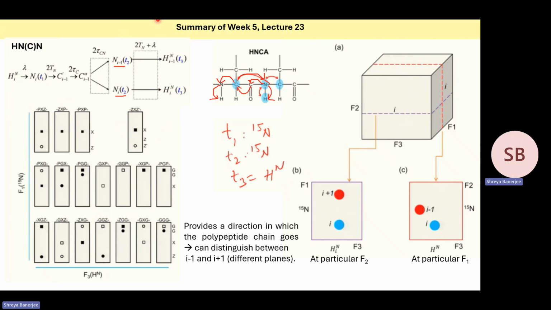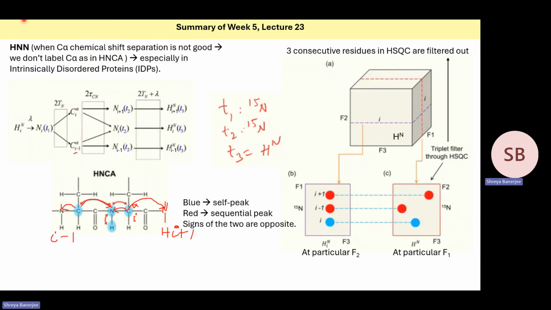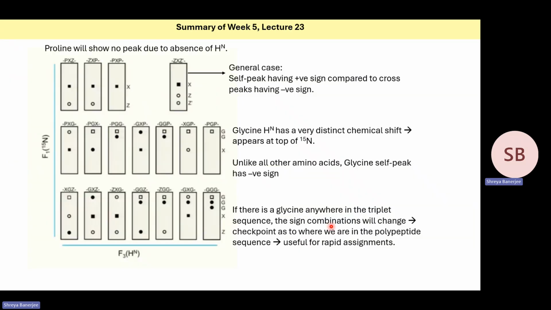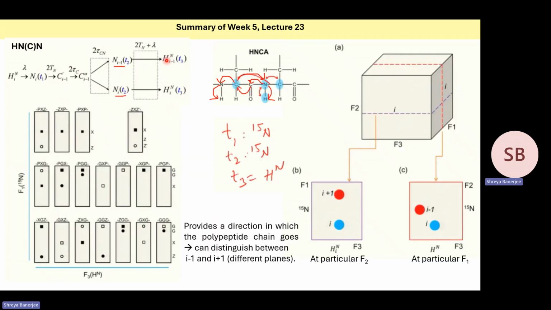So here, if you look, in the previous case, you had I plus 1, I minus 1. So there was a triplet here. But here you only have I and I minus 1. So what happens is that now if you take the cross section, imagine first taking this red cross section. In this red cross section, you're choosing a particular value of F1, and F2 and F3 are varying. So you will have two peaks due to I and I minus 1, as you see here.